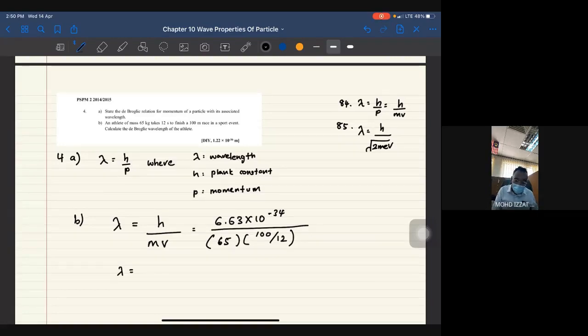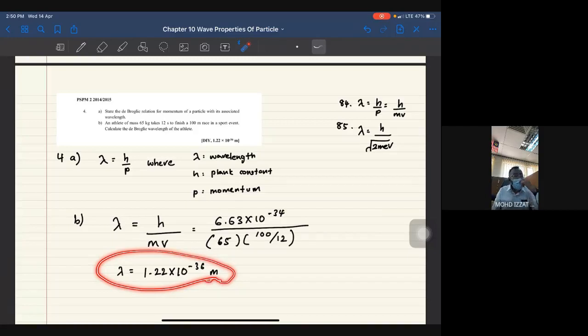1.22 times 10 negative 36 meter. So the lambda is actually extremely small, compared to light's lambda, which is negative 9 or something.